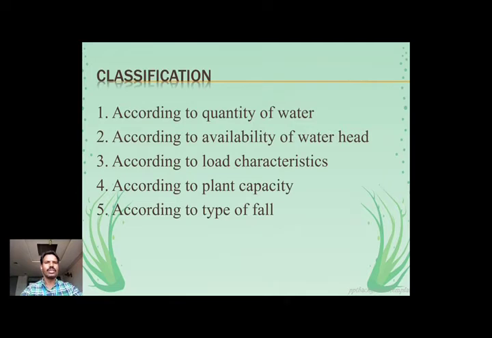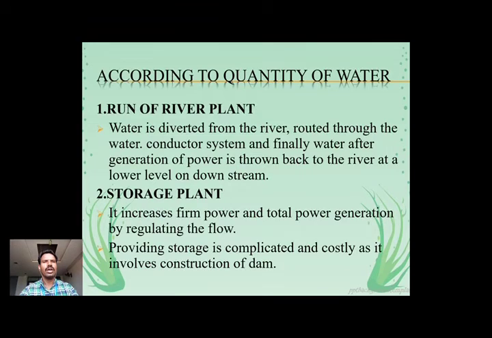Classification. According to the classification: quantity of water, that is, availability of water, such as river and channel; availability of water head; load characteristics; plant capacity; and types of fall. We discuss these 5 topics. According to the water, run of the river means we divide water from the river and route it into another line to convert it to electrical power.